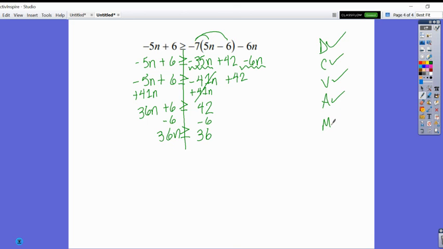Then lastly, to multiply or divide to cancel out your coefficient. My coefficient of 36 has invisible multiplication with n. You know the drill. We're going to divide by 36, and what you divide on one side, divide the same on the other. So we've canceled to leave that n. Notice divided by a positive 36 on both sides, so my inequality symbol stays the same, still a greater than or equal to. And 36 divided by 36 gets us 1. Here's our solution. N is greater than or equal to 1.